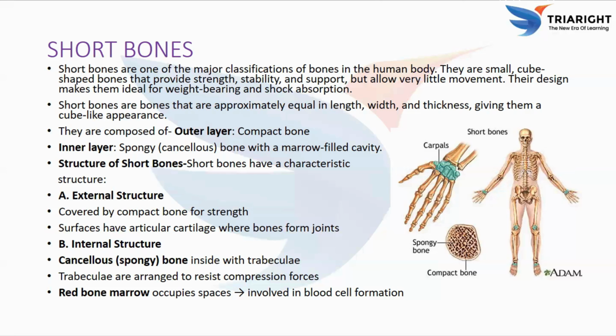Next, coming to the internal structure, the inside is made up of spongy bone. So what does this spongy bone do? The spongy bone has a network of thin plates called trabeculae. You can clearly see in the picture, this spongy bone has a network over here, trabeculae. These are arranged in a way that helps the bone withstand pressure and compression. The spaces between trabeculae are filled with red bone marrow. So this helps in blood cell formation like RBCs, WBCs, and platelets.